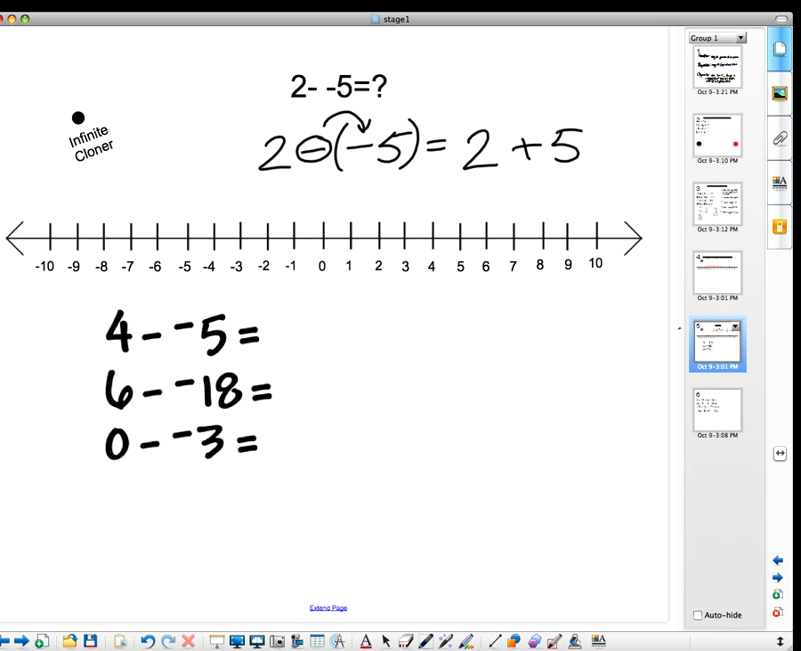So what that tells us is that whenever you subtract a negative number, you're actually adding that number. So if I were to rewrite a few of these equations, 4 minus negative 5, or the opposite of negative 5, would give me 4 plus 5. 6 and the opposite of negative 18 is 6 plus 18. And 0 and the opposite of negative 3 is 0 plus 3. This simplifies a lot of those double negative examples that we've been looking at, and hopefully clears up some of the confusion from last class.